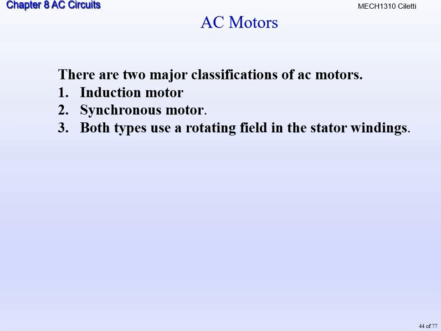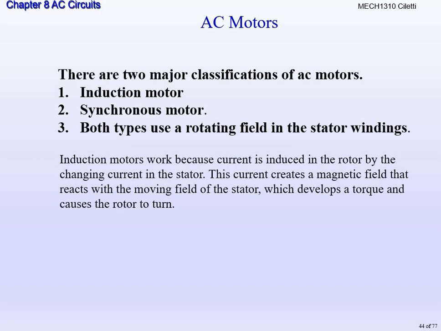So for both of these, we talk about a rotating field in the stator windings. Remember, the stator is the outside piece. It's the non-mechanically-rotating piece. It's not the rotor or the armature. It's not the physically moving piece, but it is the piece that moves the field. So what we do is we rotate the field in the stator windings, and I'll show you one of those in class. With the induction motor, we are inducing a magnetic field onto the rotor.